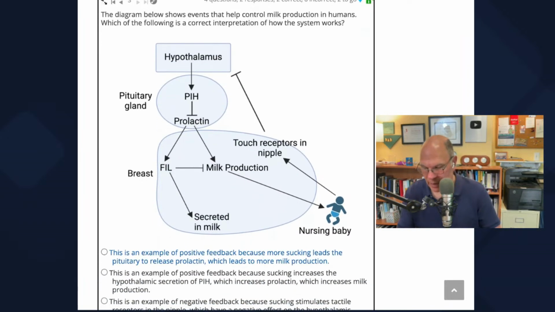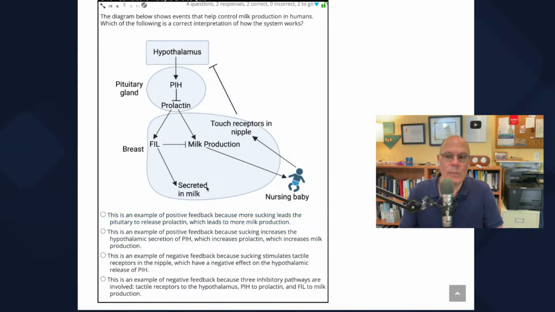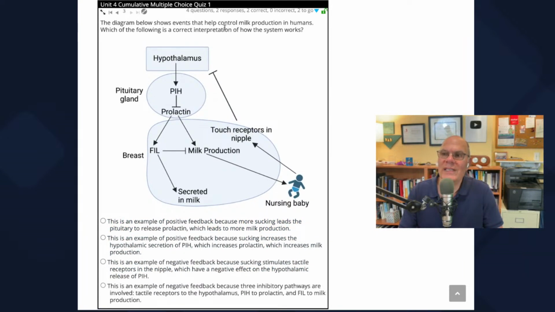Okay. Again, this is AP Bio. We didn't learn about this system, but you're going to be asked a question about it. The diagram below shows events that help control milk production in humans. Which of the following is a correct interpretation of how the system works? So I see the hypothalamus produces something called PIH that stops the production of prolactin. Prolactin then stimulates FIL, which stops milk production. And then this FIL is secreted in milk. But then there's some kind of feedback loop where milk production leads to the nursing baby. That stimulates touch receptors in the nipple, and that inhibits the hypothalamus.